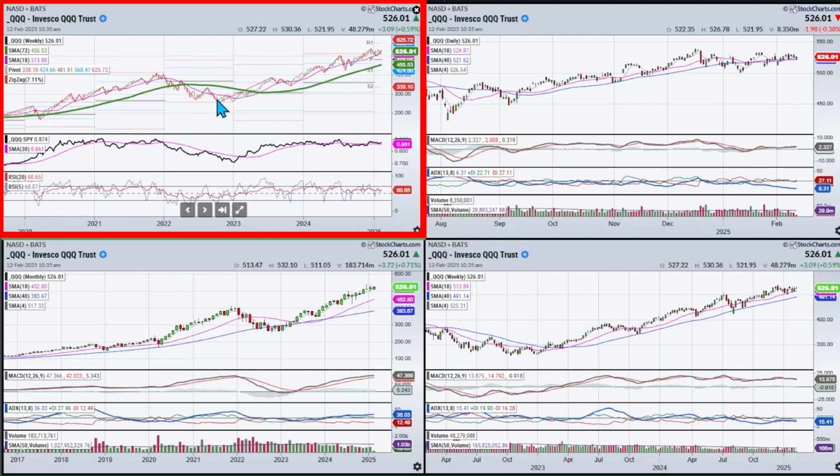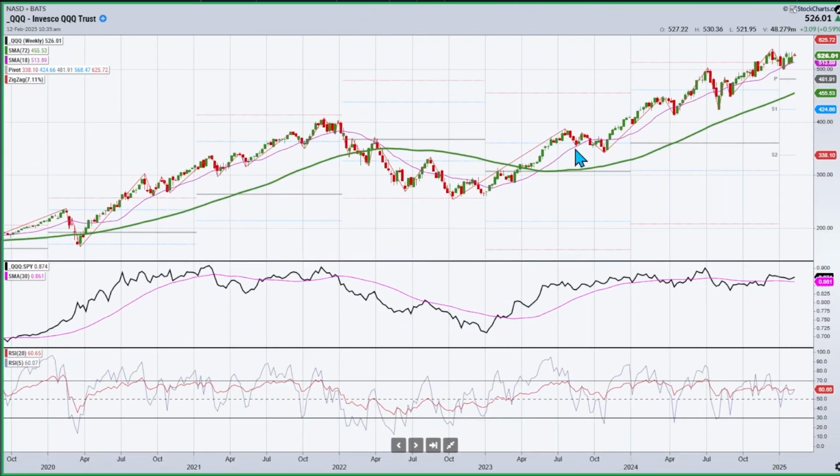So when we look at the QQQ, yeah, we've had some sharp dips, but we have not had a reversal. And when we look at this pattern, it was an ABC here, and then a simple pullback here, simple pullback here, another simple pullback, and another simple pullback. We don't have any shift in trend at all on this time frame.